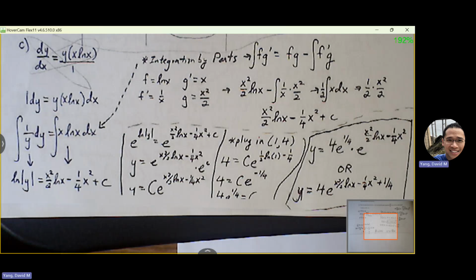So our f is natural log of x. Our g prime is x. From natural log of x, we find the derivative. From g prime, we take the antiderivative. And then we put it back into the right side there, f times g minus the integral of f prime g.